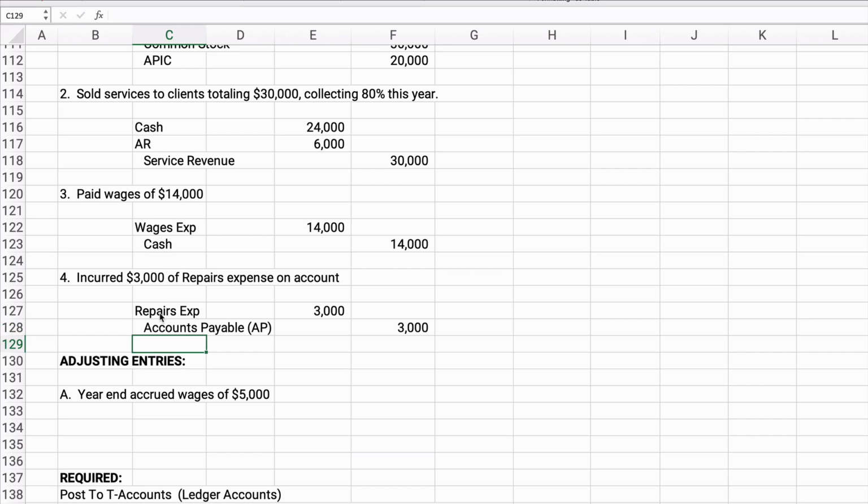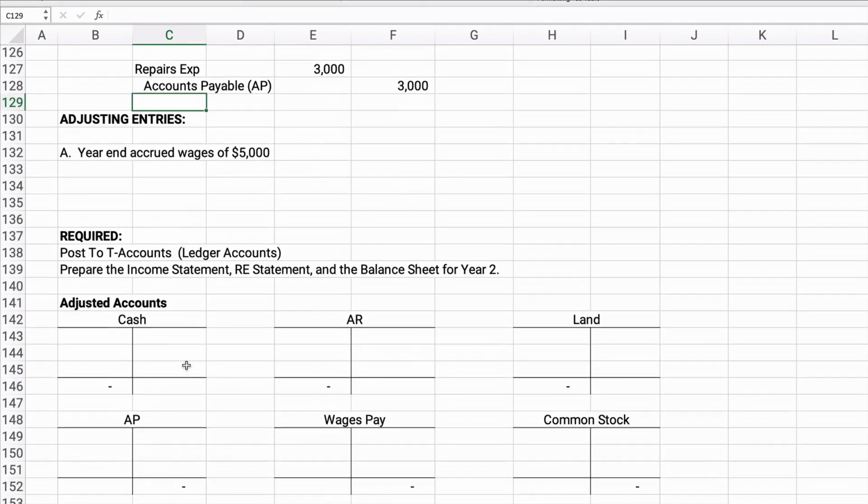So that's accounts payable. Now we have one adjusting entry. The year-end accrued wages are 5,000. So at the end of the year, the accrued wages are 5,000. We're going to debit wages expense and credit, not cash, but wages payable.